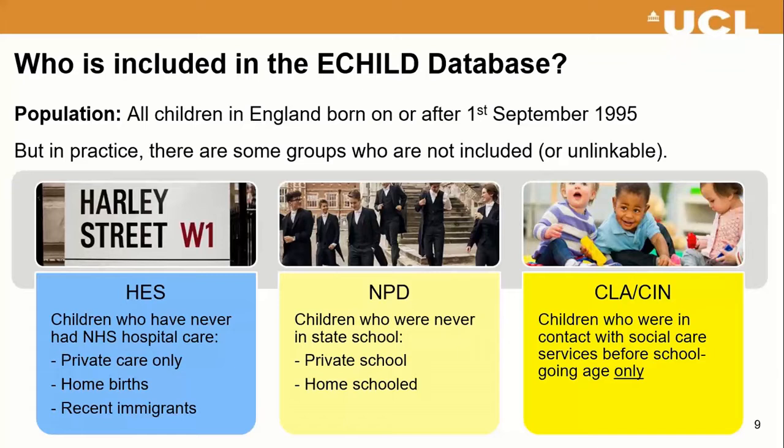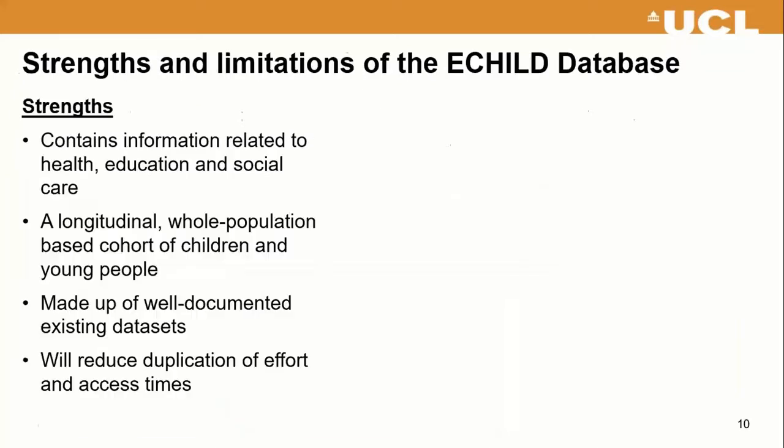In NPD, children who were never in state school are also excluded, for example, students in private schools or homeschooled children. Also, children who were in contact with social care services only before school starting age are excluded. So overall, the ECHILD database has several strengths, but also some limitations.